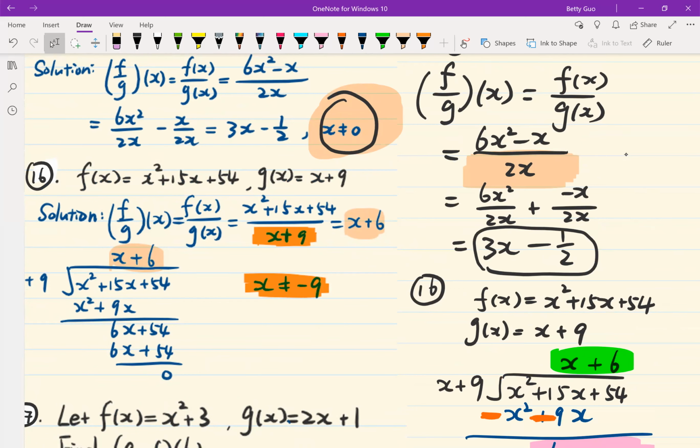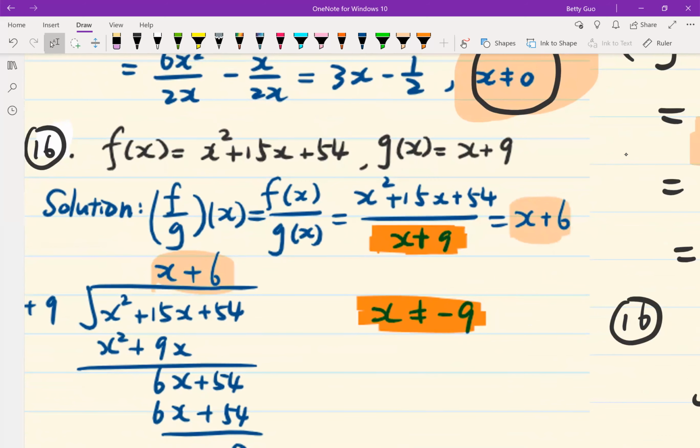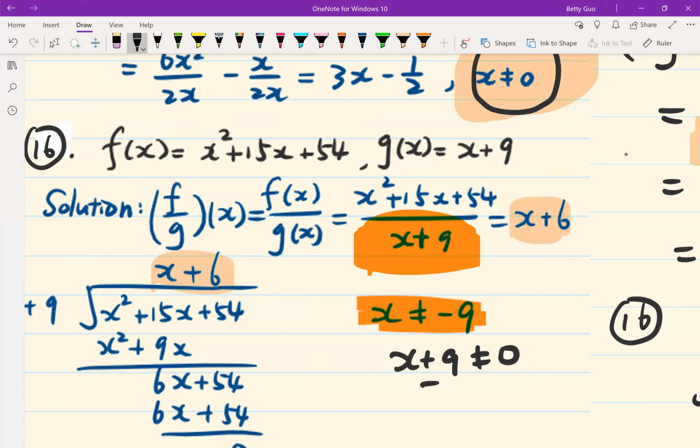One thing I want to point out is, when we divide f by g, g is x plus 9. As a denominator, x plus 9, the orange part, has to be non-zero. If x plus 9 is not equal to 0, you subtract 9 from both sides, and you have x not equal to negative 9, right?